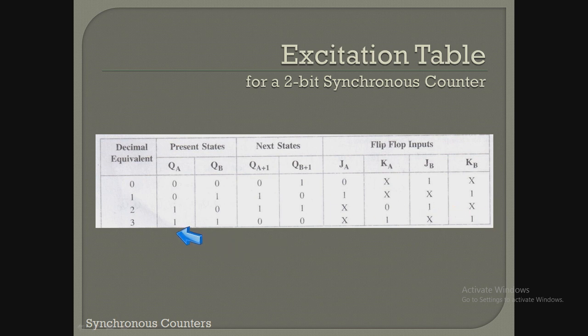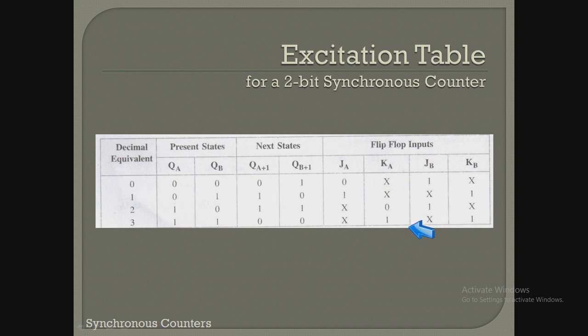Similarly, in the last row, we want the output of the a flip flop to change from 1 to 0, which can be achieved either by toggling or by resetting. So the toggling and resetting combination is this. Similarly, the b output is also to be changed from 1 to 0. So this can also be achieved either by resetting it or by toggling. So the same condition, x 0 cross 1, right?